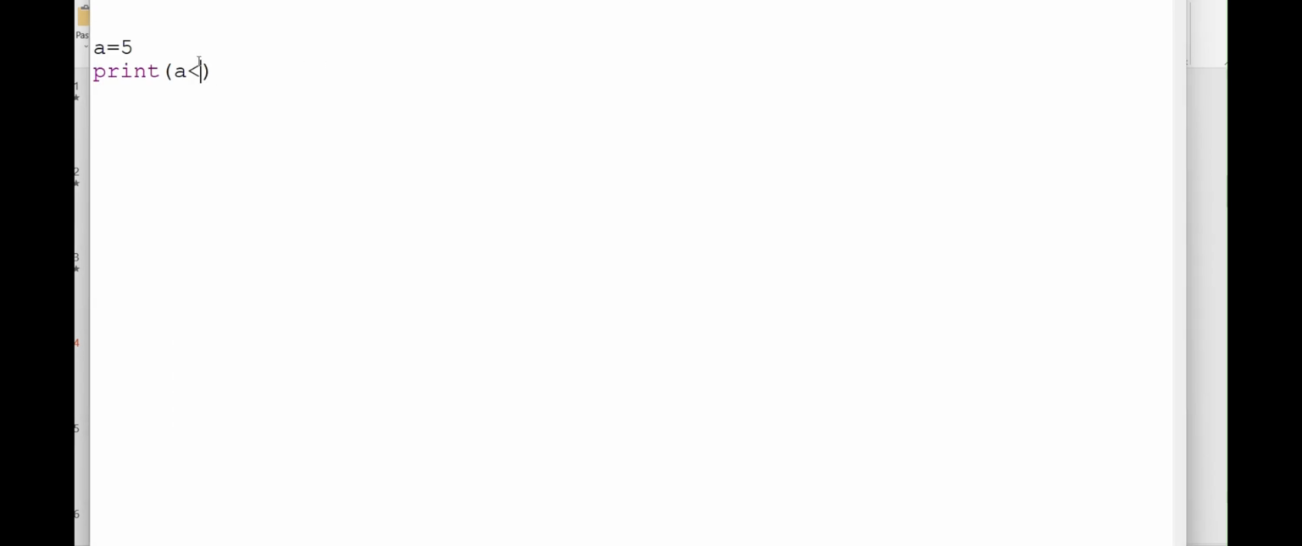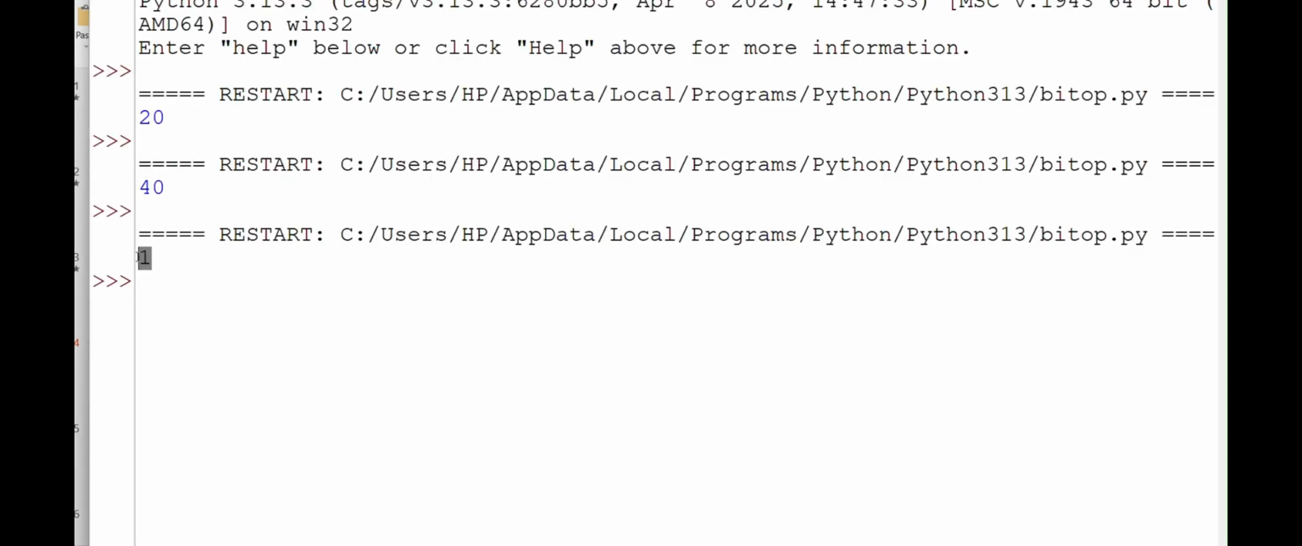If I apply a right shift of 2 on 5, when I was computing manually, I was getting 1. Now see what we are getting at the end. We are getting 1 at the end. I hope bitwise operators are clear.